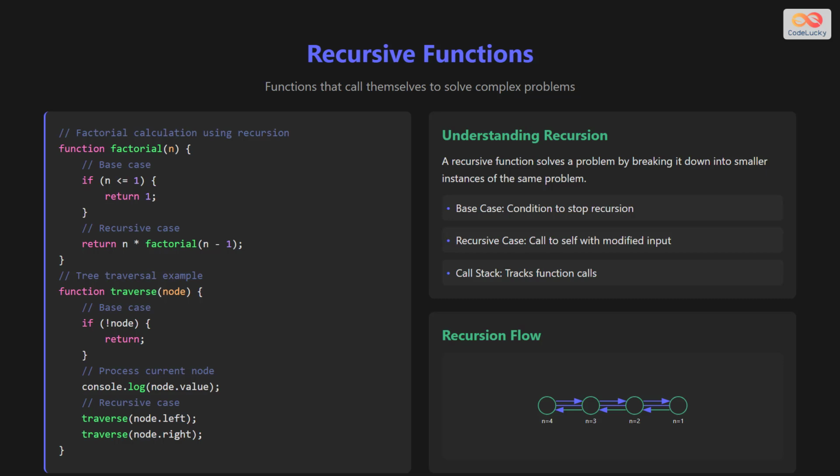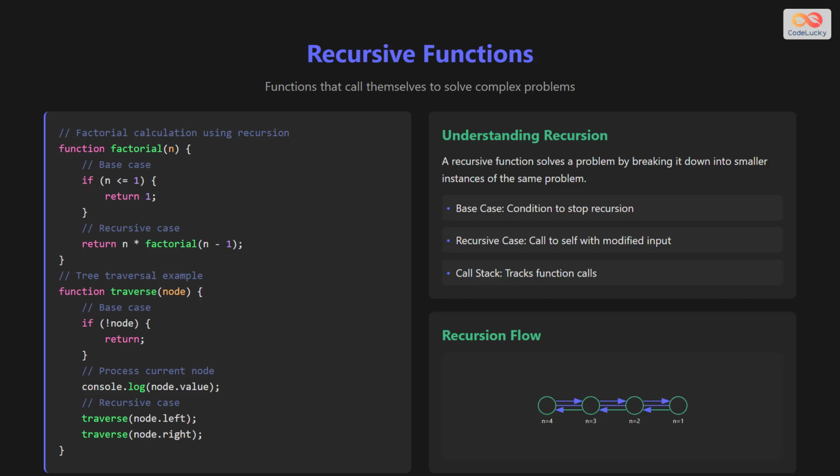Recursive functions are functions that call themselves to solve a problem. A recursive function solves a problem by breaking it down into smaller instances of the same problem. A recursive function needs a base case to stop calling itself, and a recursive case where it will call itself with a modified input. Here's an example of calculating the factorial of a number using recursion.